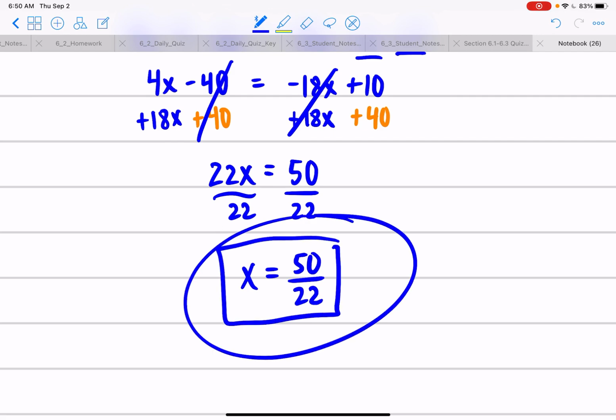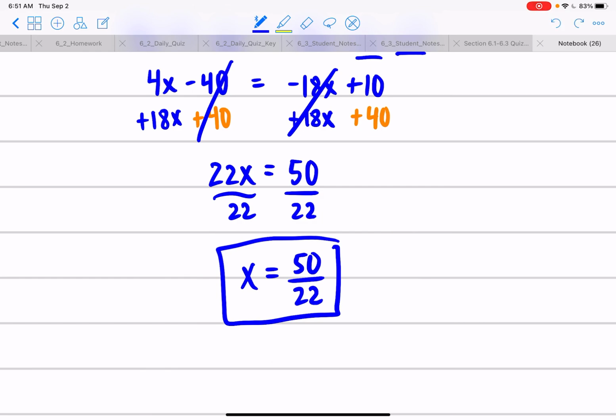I know in elementary or middle school they told you we don't like improper fractions like that, but we actually do. We prefer them in high school and college and beyond math. So, all right. Hope that helps.